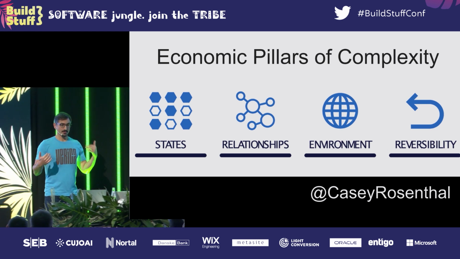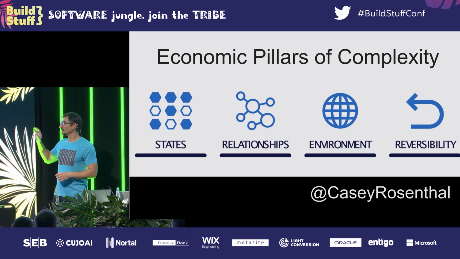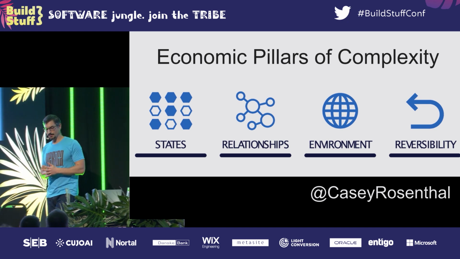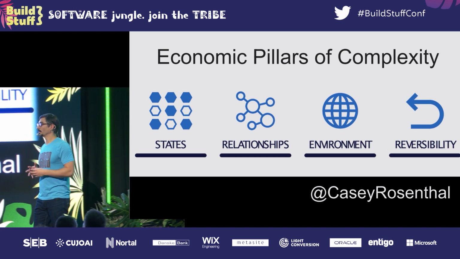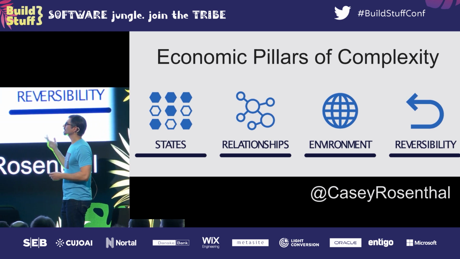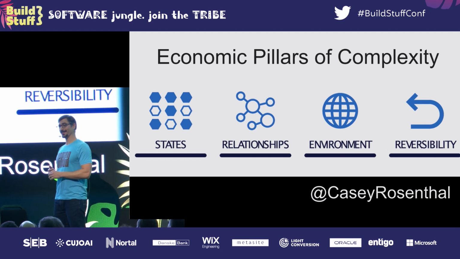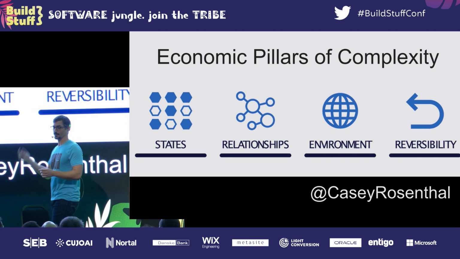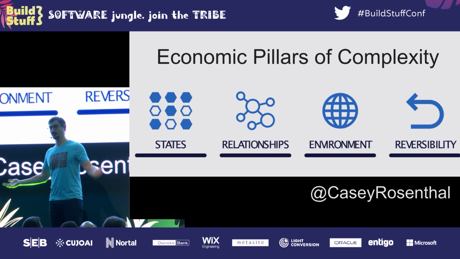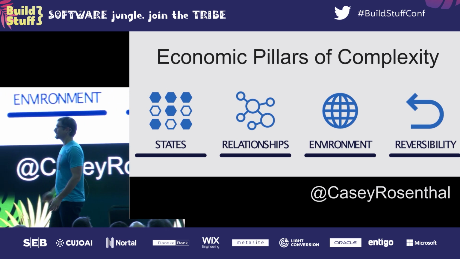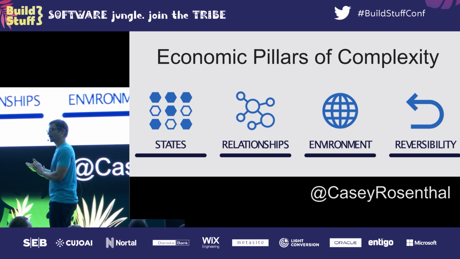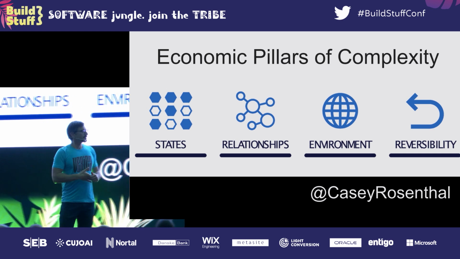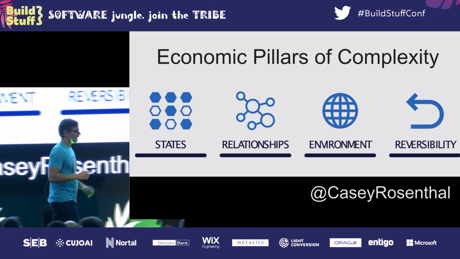It turns out neither of those models are actually particularly good for knowledge work. Here's one way to think about navigating the complexity of the systems that we're working on. I call this theory economic pillars of complexity. I call it that because I stole it from Kent Beck, who stole it from an economics person, and Kent didn't have a name for it, so I just gave it this name. There are 4 pillars in this model: states, relationships, environment, and reversibility.